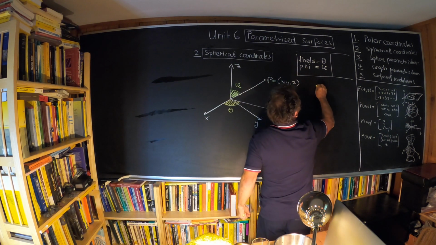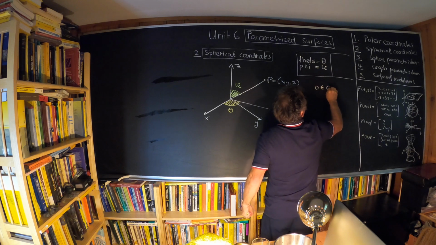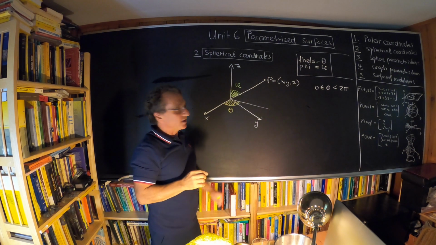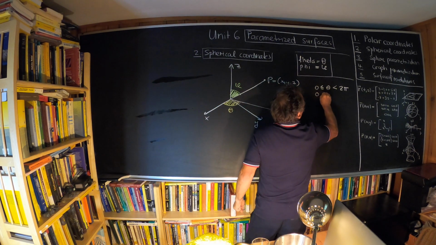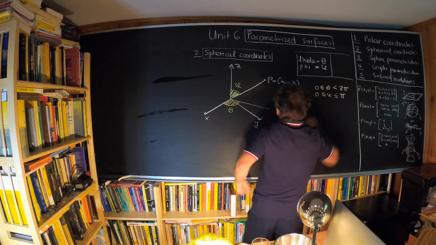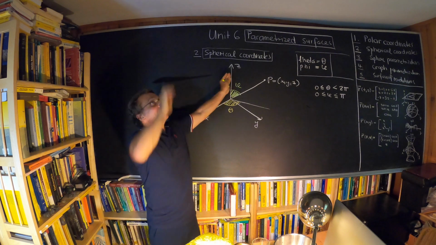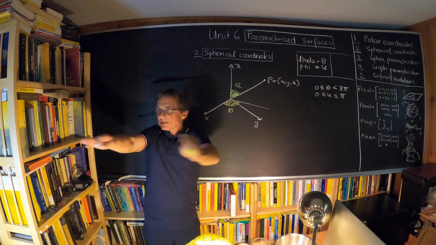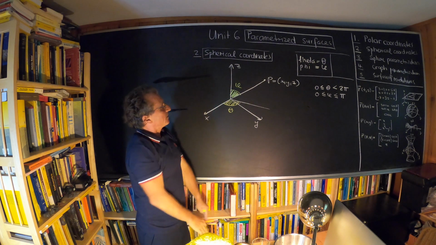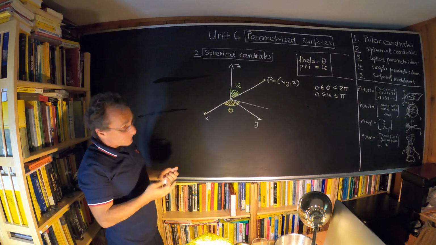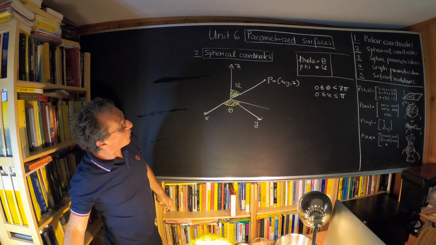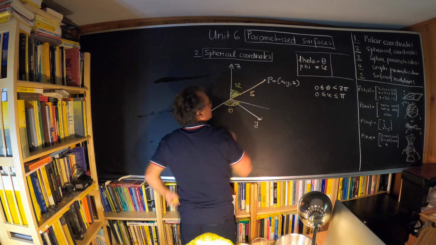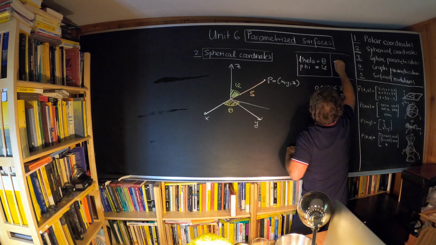So theta goes from 0 to 2 pi. Let me just put smaller than 2 pi, because if you reach 2 pi, we call it again 0. And phi goes from 0 to pi. So phi, that's the angle from the z-axis to the point, goes all the way from 0 to pi. And then theta goes like that, phi goes like that. And then we have a third parameter which we need to describe the point, and that's the distance to the origin. And we call this rho.